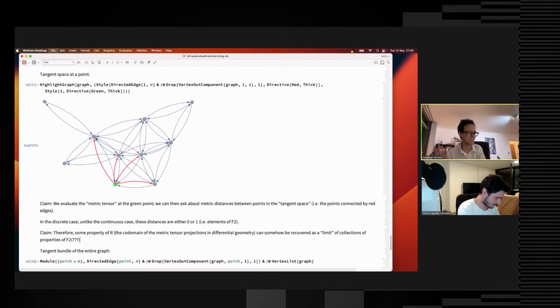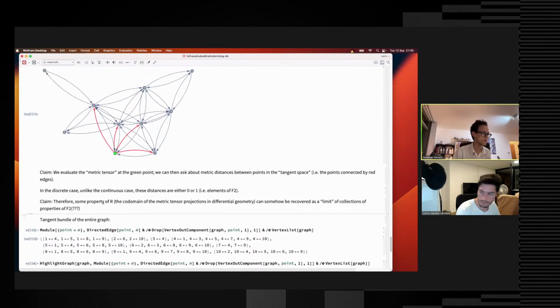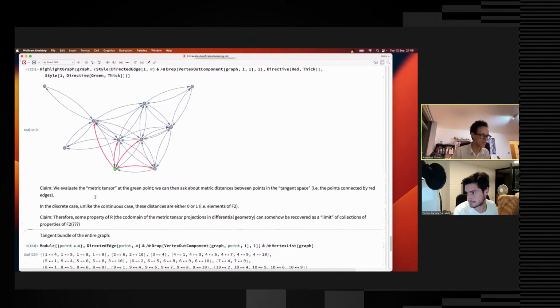I don't even know how to formulate this conjecture in a vaguely precise way, but intuitively that's what we're trying to assess, whether this is reasonable. We have a bunch of these local, discrete tangent spaces that are just neighborhood graphs of radius 1. The value of the metric tensor evaluated at any one of those points is an element of F2. So the question is, does this behave enough like the continuum metric tensor, which has its valuations in R, that some essential features of R can be reconstructed from limits of a bunch of F2s stitched together in this way?